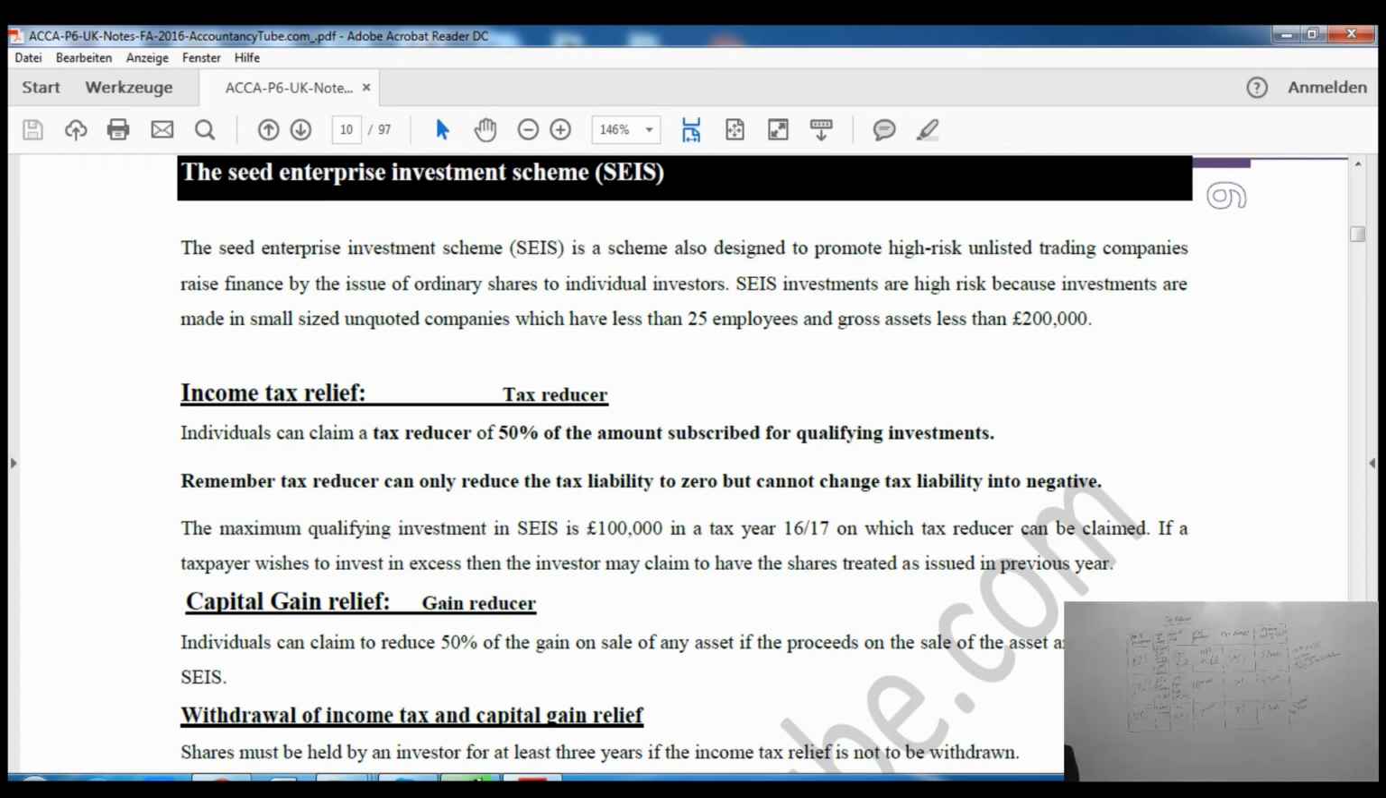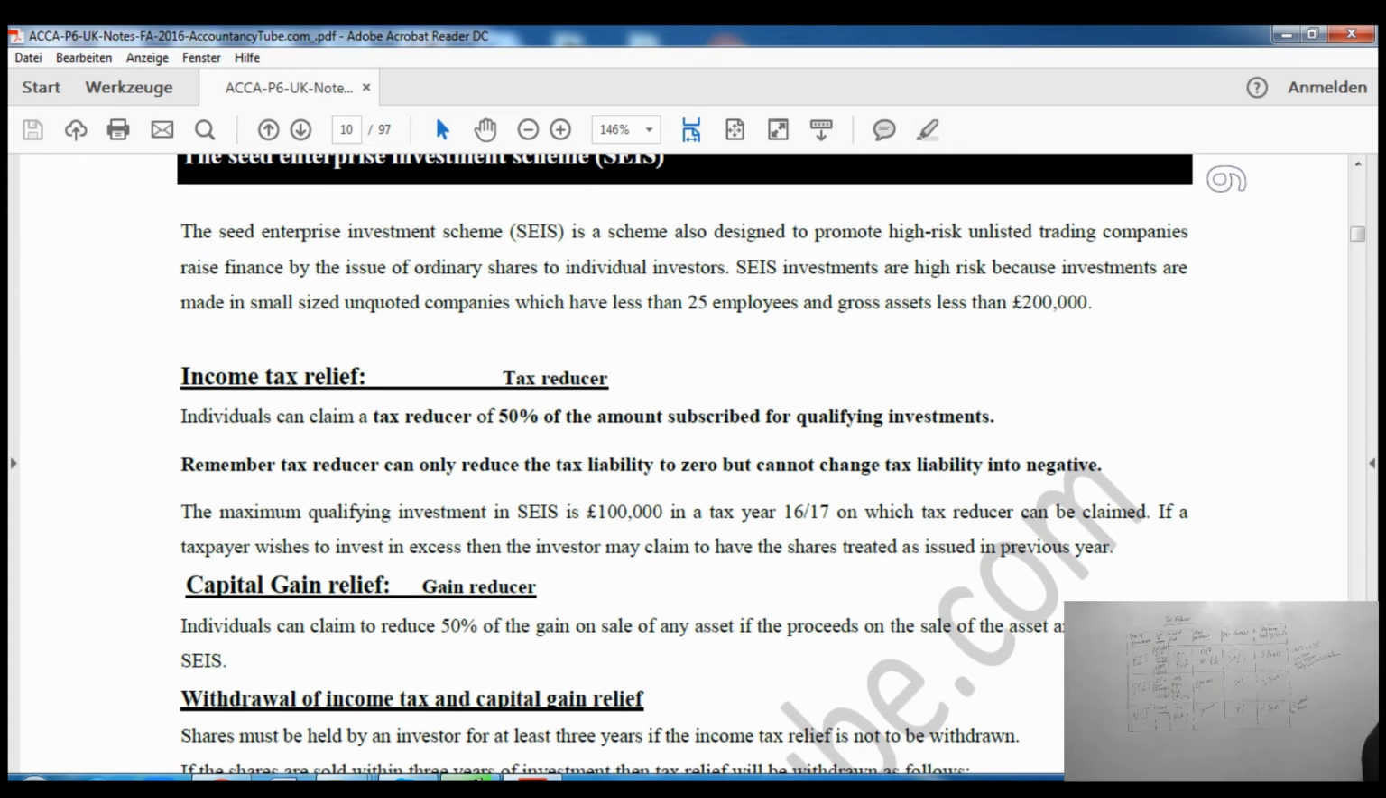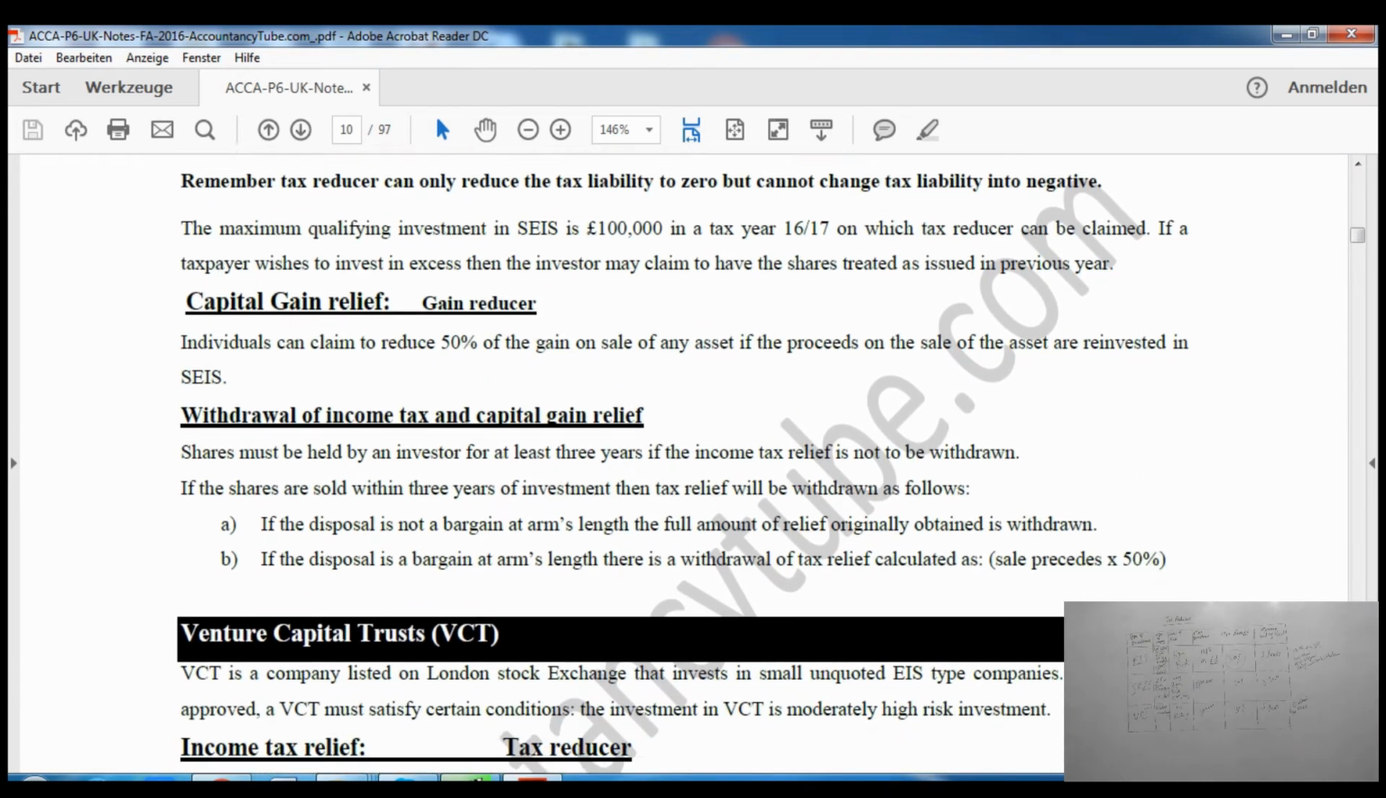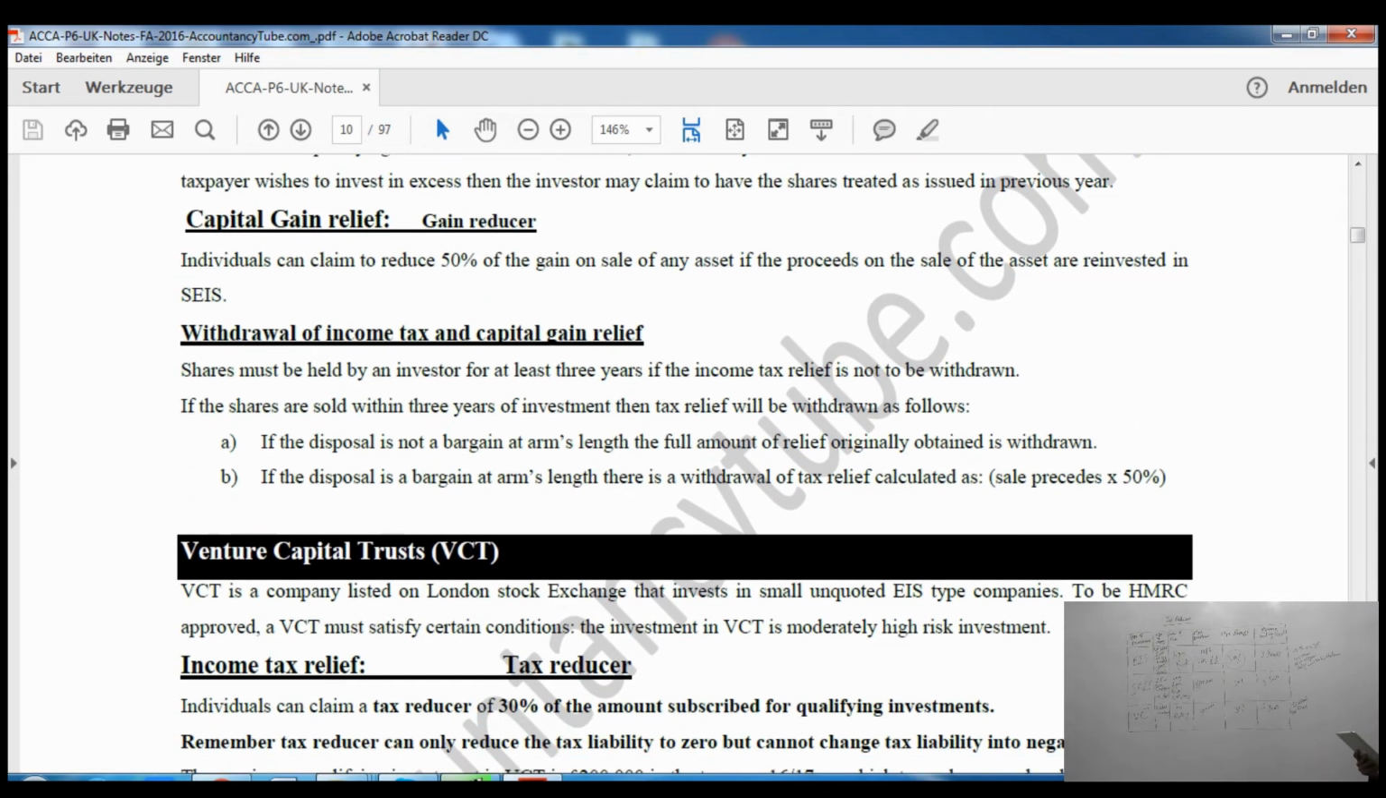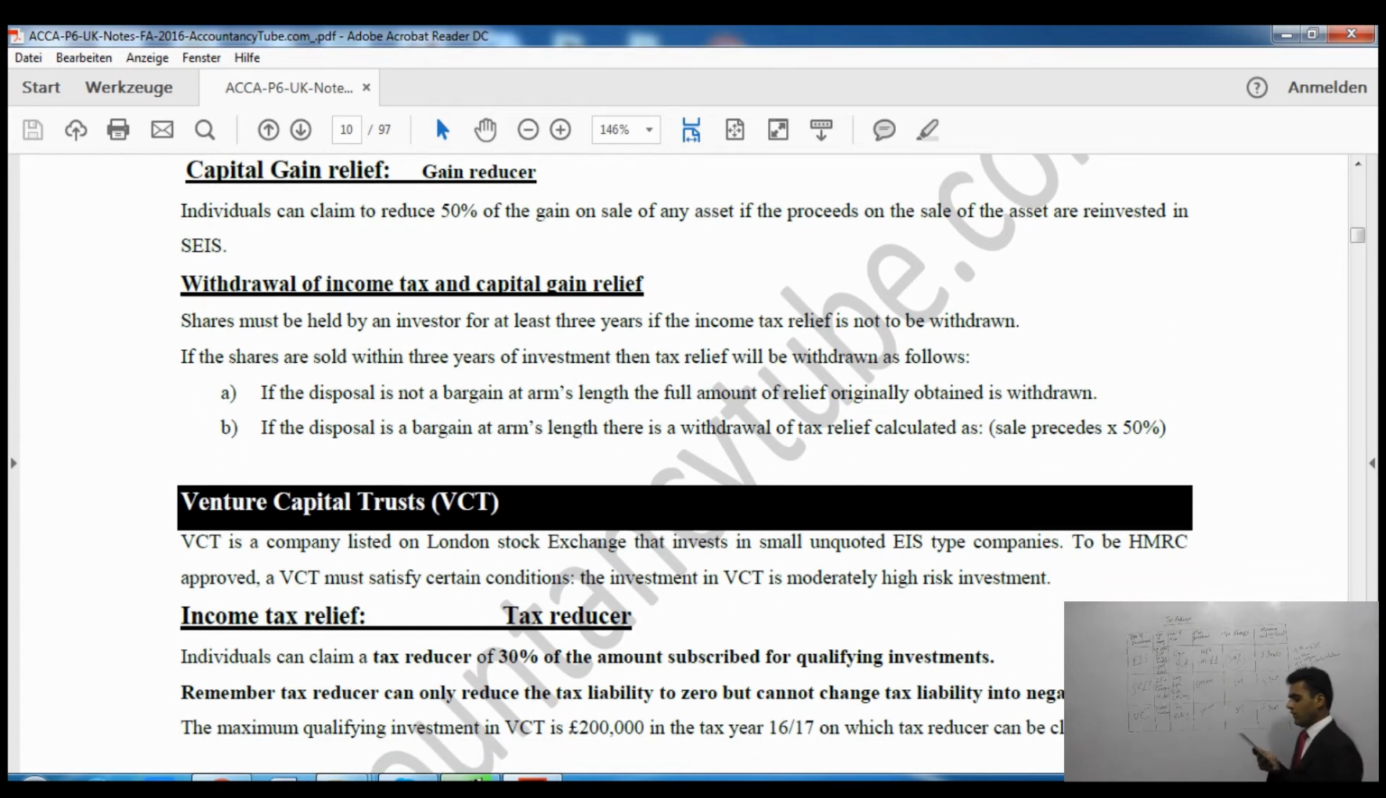What are the income tax reliefs on that? 50% income tax relief on the qualifying investments. Remember, tax reducer can only reduce the tax liability to zero, but it cannot change tax liability into negative. The maximum qualifying investment is £100,000 for the current tax year, and if you want to invest more, it will be assumed to be invested in the previous tax year, just like in EIS.